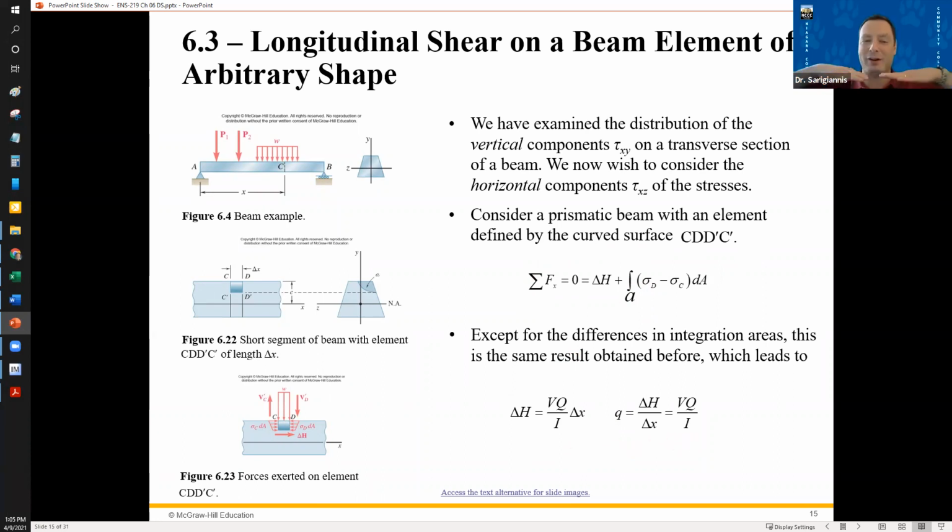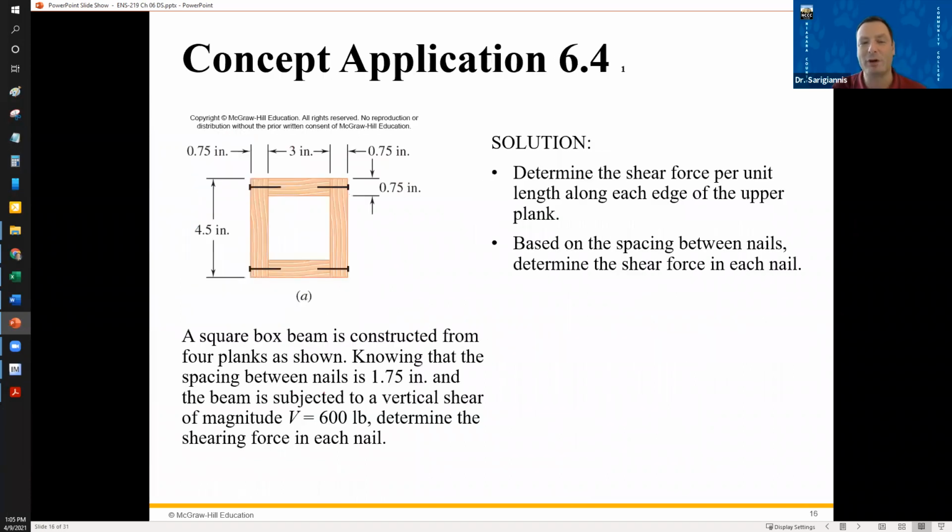So the point is, it doesn't matter if you're looking at the bottom section of this cut, or the side section of this cut, or some kind of angle in between. You still have the same formula for that. And we're going to use that idea with this box beam. So notice the way this box beam is constructed, right?